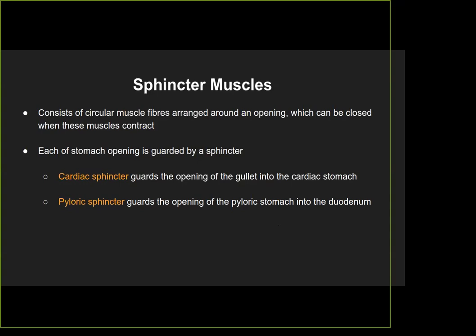One is the cardiac sphincter, which is present at the opening from the gullet to the stomach, specifically the cardiac region of the stomach, and the pyloric sphincter, which is at the end of the stomach, opening from the pyloric stomach into the duodenum. So these are the only two sphincters present in the stomach region.